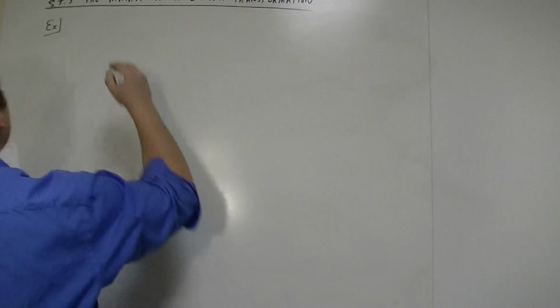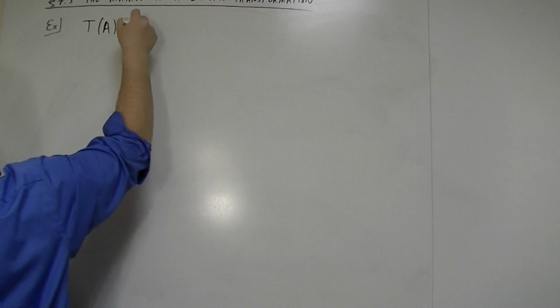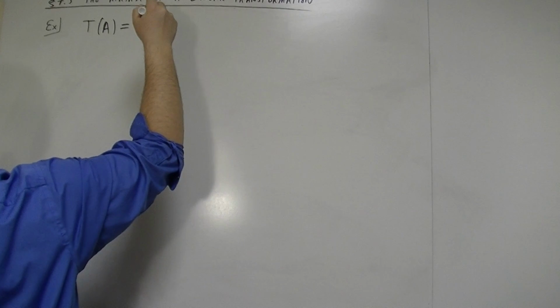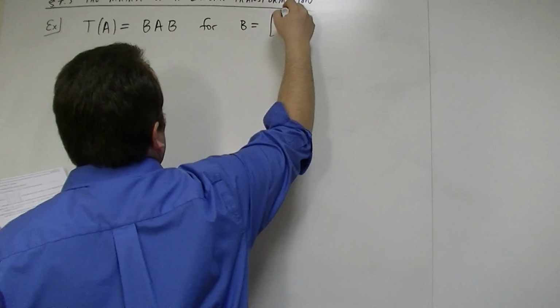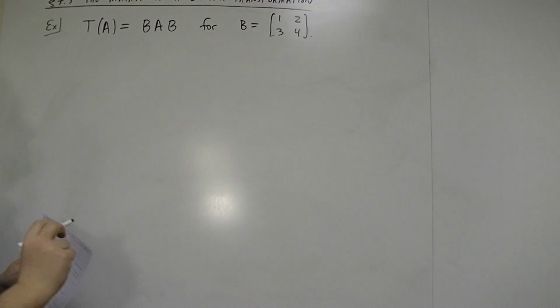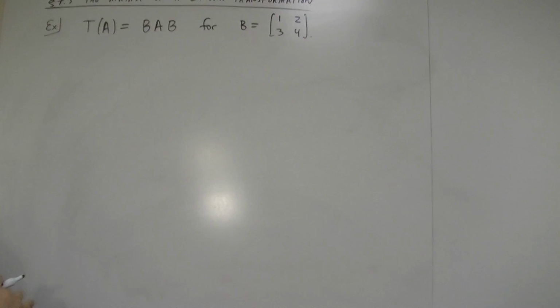Okay, this one will be kind of like 87, but not exactly the same. So let T of A equal BAB, for B equal to, let's say, 1, 2, 3, 4. All right. So I want to find the matrix of this linear transformation. And I'm going to use the usual basis for 2 by 2 matrices, the one we just used for gamma in the previous example.